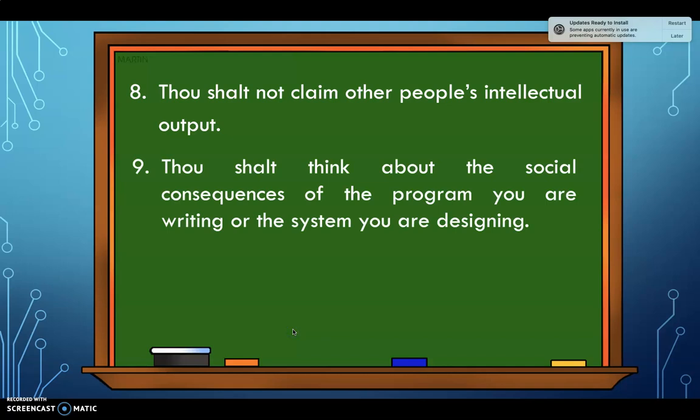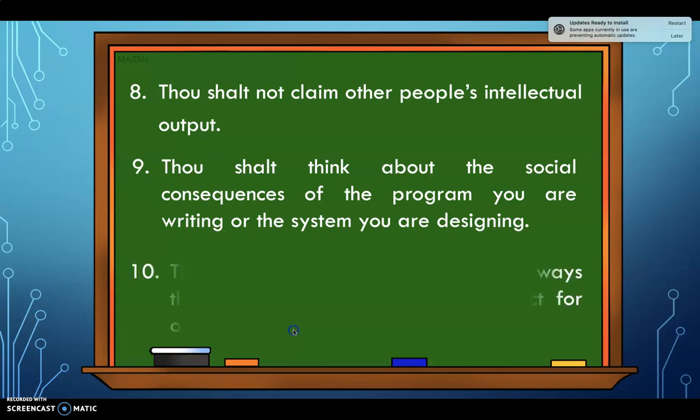Number 9. Thou shalt think about the social consequences of the program you are writing or the system you are designing. Do you write software that helps people to steal, kill, spy, gamble, or spread pornography? Please ask yourself why. Is there a way you can use your IT talents for good purposes? Wouldn't the world be a better place if everyone was engaged in positive behavior instead of negative? Think about it.